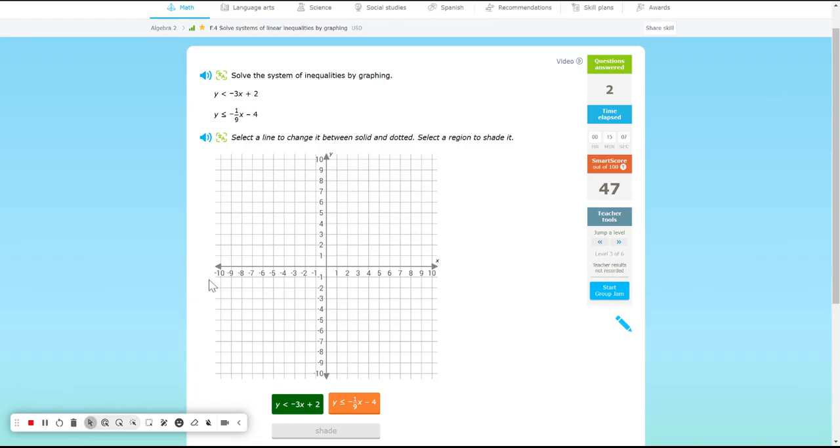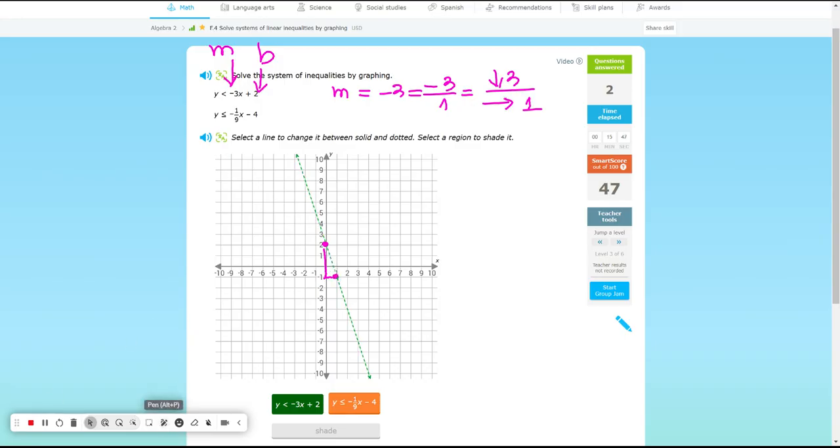All right, for the first inequality, I go and find the b right there. The b equals 2. And the slope is negative 3, which is negative 3 over 1. So I go down 3 and then right 1. Okay, down 3, right 1, right there, and so on. Go and get my tool. Down 3, right 1. Is it solid or dash? I can see no equal sign, so it should be dash. I click one more time, it becomes dash.